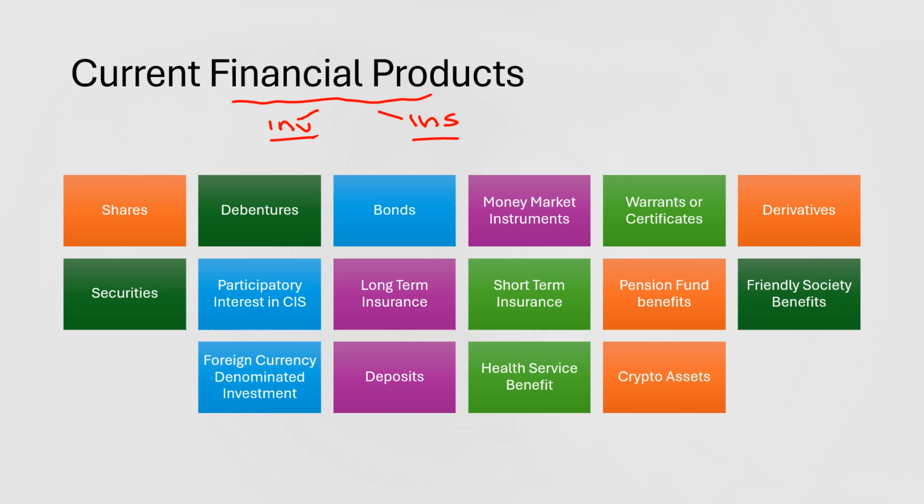Right. So we'll look at shares, debentures, bonds, money market instruments, warrants or certificates, derivatives, securities, participatory interest in collective investment schemes, long-term insurance, short-term insurance, pension fund benefits, friendly society benefits, foreign currency denominated investments, deposits, health services benefits, and crypto assets. I feel that most of us will be mostly just familiar with these two, maybe pension funds as well. But let's chat about the rest.